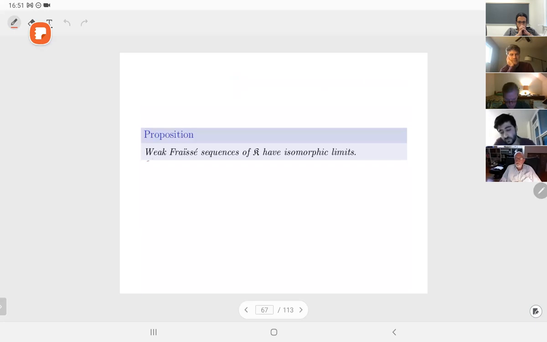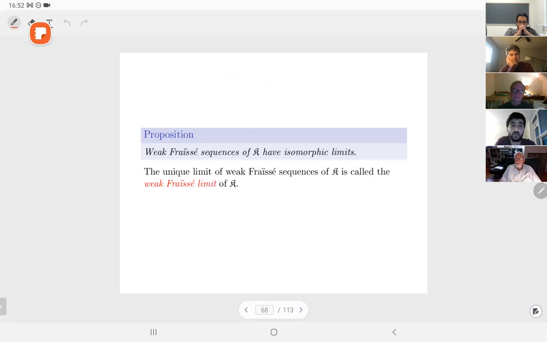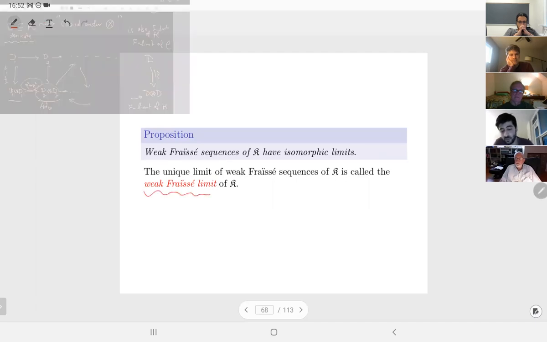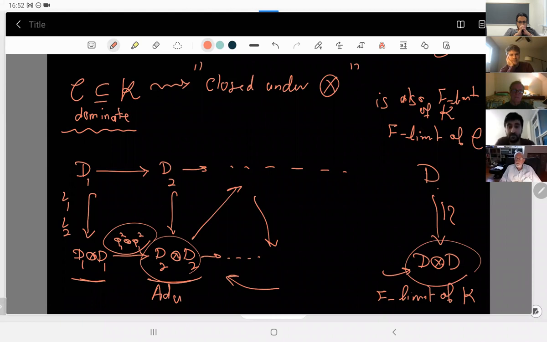But again, you can show that weak Fraïssé sequences of K have isomorphic limits. This is again an approximate intertwining argument. It's a little bit more tricky, just a little bit more bookkeeping. Now the unique limit of weak Fraïssé sequences is called the weak Fraïssé limit. So what I could show here was that this is in fact a weak Fraïssé limit. And if the Fraïssé limit is also a weak Fraïssé limit, then by uniqueness of the weak Fraïssé limit, these two have to be isomorphic.